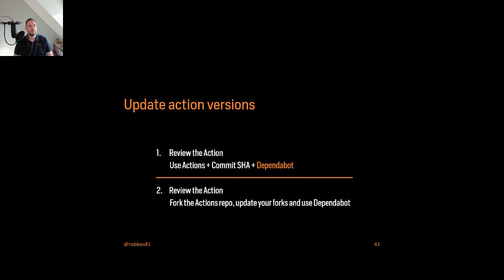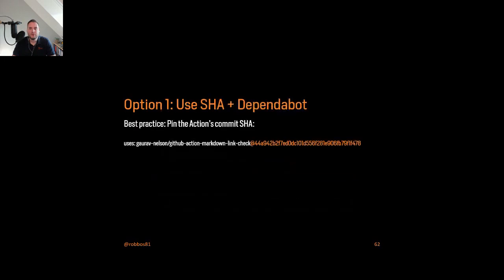But of course, that doesn't scale. So what else can you do? Well, you need to make sure that all the action versions are up to date in your workflow files. And I have two ways to do that. Both of them start to review what the action is doing. If there's anything you're taking away from this session, it is to make sure that you know what the action is doing. And then as first step, you can use the SHA hash and Dependabot to keep up to date.